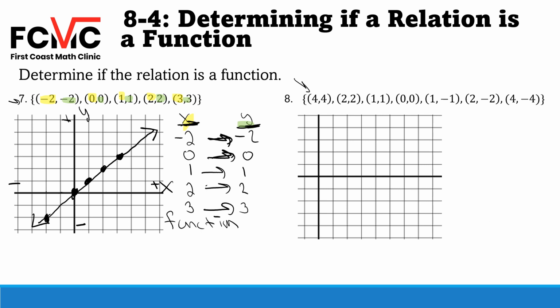And what about number 8? So let's do the same thing. Let's set up our mapping rule, right? So our unique x values, we've got 4, 2, 1, and 0. So x values again are those first coordinates, 4, 2, 1, 0. The y coordinates are going to be the second values.